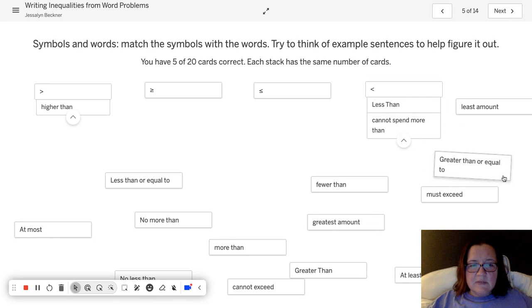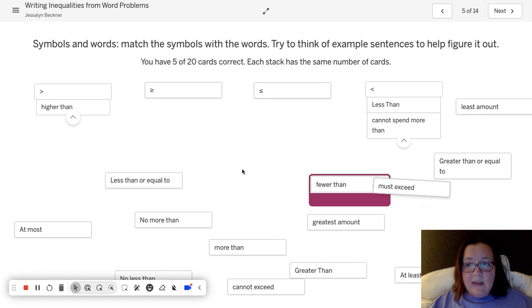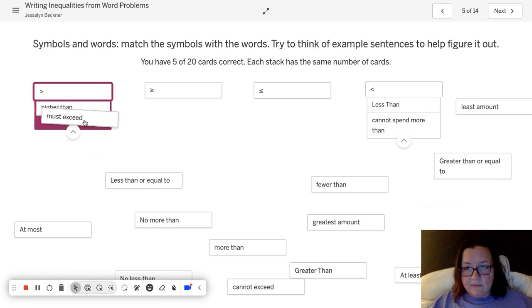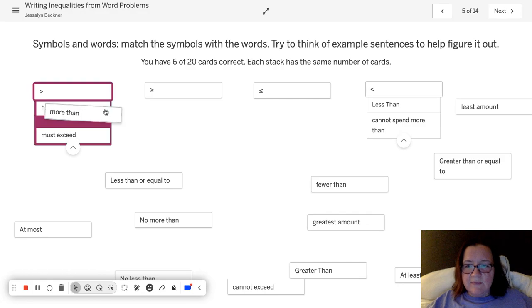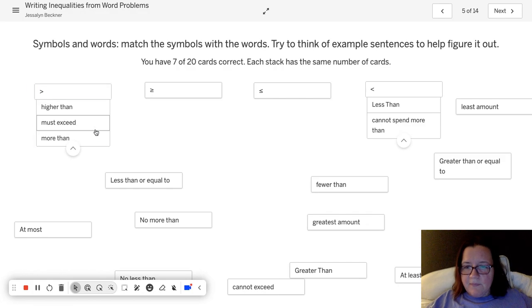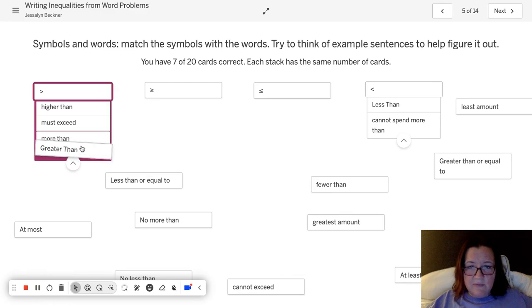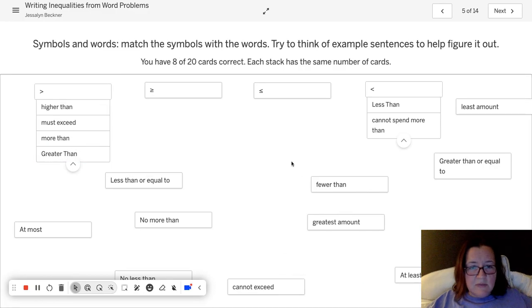All right, let's move some so we can see. Must exceed. Exceed means to be more, and it must be more than. Must exceed. All right, this one's more than. It's easy. Greater than, we know is the same one as more than. We're doing good on our amount.